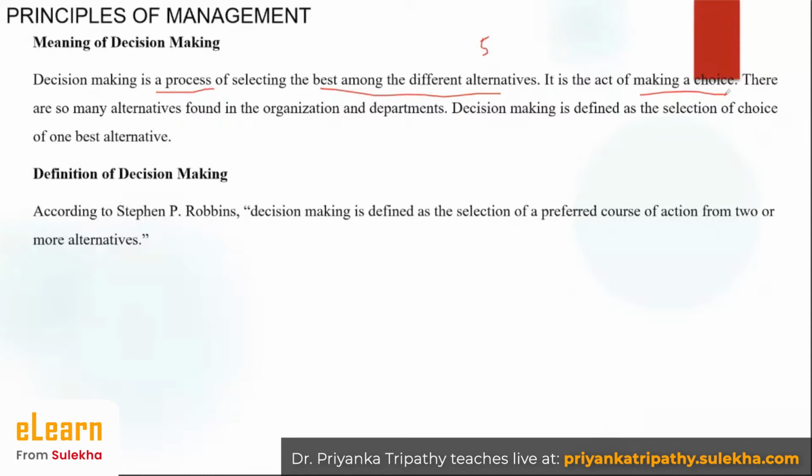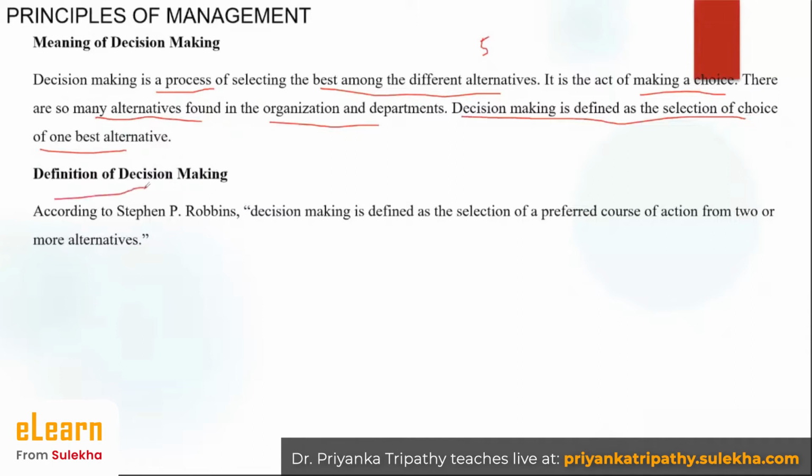So that is why decision making is also known as an art of making a choice. Now when the word choice comes, obviously alternatives exist. Now if we see in the organization, many alternatives are available in the organization and departments. From the alternatives, we have to choose the best alternative. So that is why decision making is defined as the selection of one best alternative.